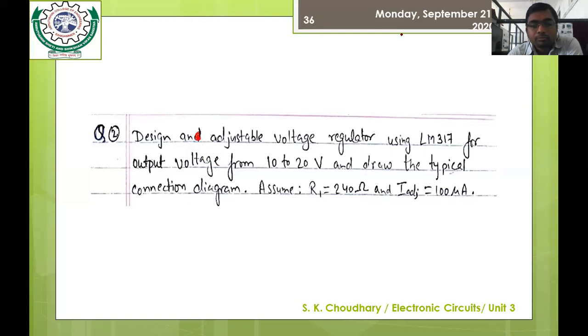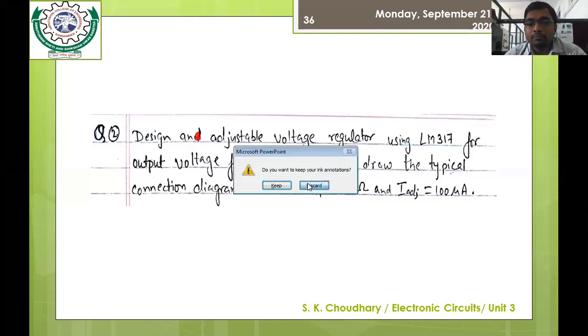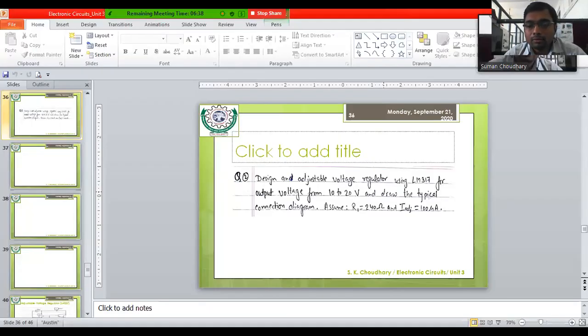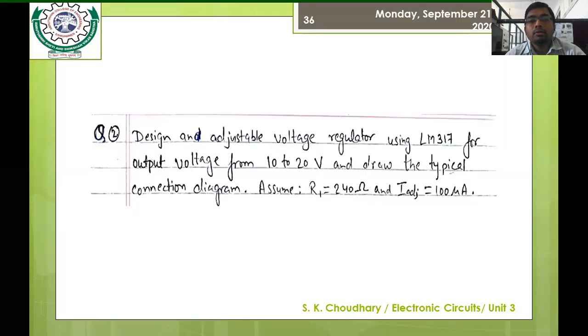Everyone note down this and start to solve. How much time do we have? We have 6.5 minutes to solve this. Please start to solve. First of all, what we have to do? Can anyone suggest?